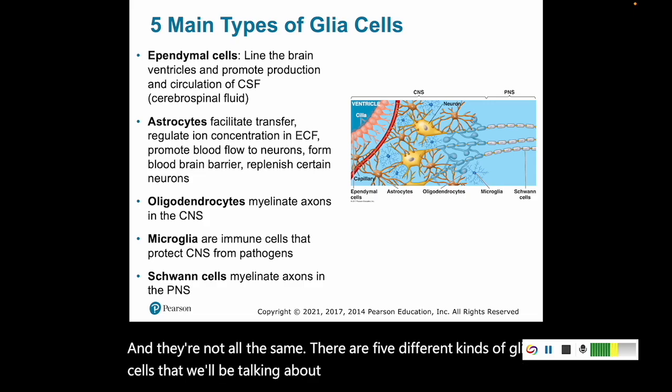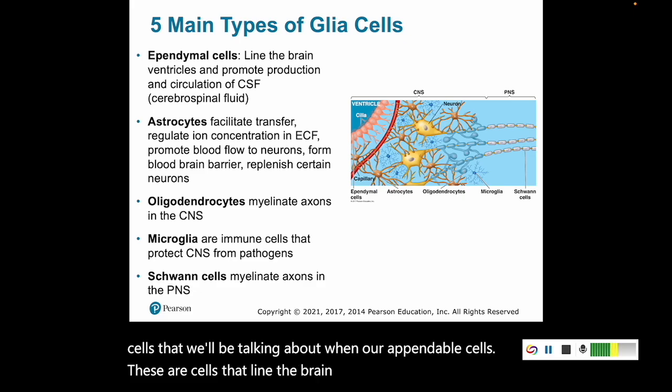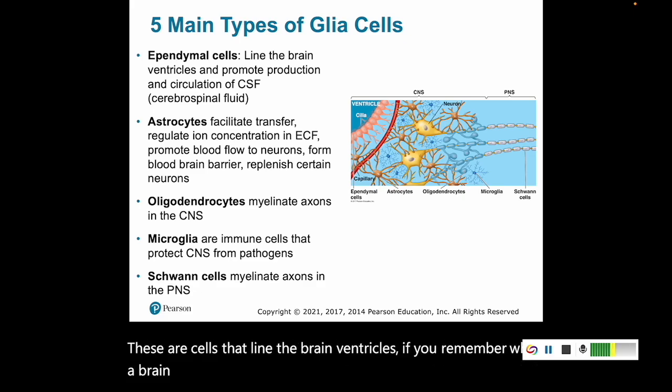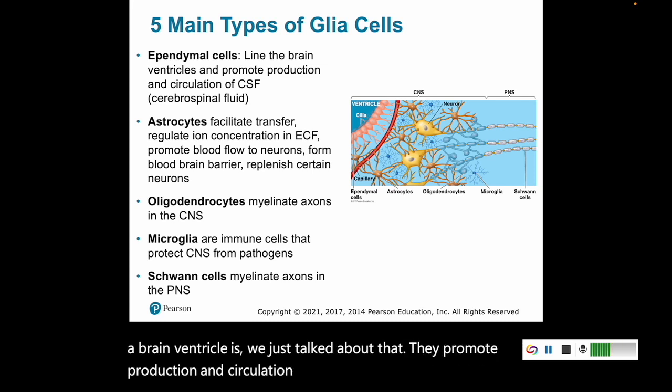One are ependymal cells. These are cells that line the brain ventricles. If you remember what a brain ventricle is, we just talked about that. They promote production and circulation of cerebrospinal fluid.